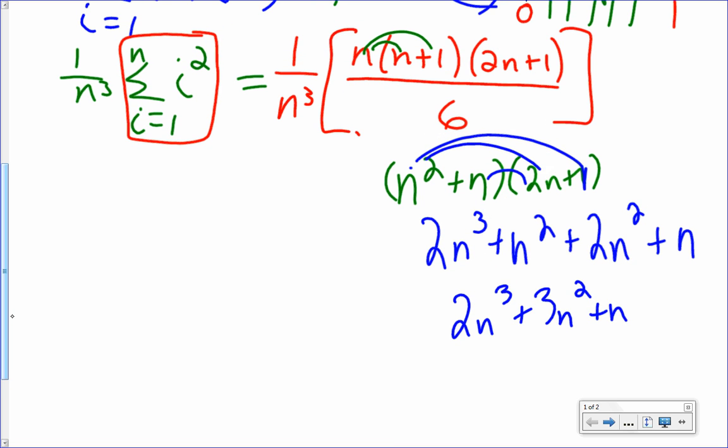I was really hoping one of you would say something prior to that, but that's all right. And this is all over what? All over 6n to the third. No, I was just hoping somebody would have said, why don't you cancel that n with one of those?